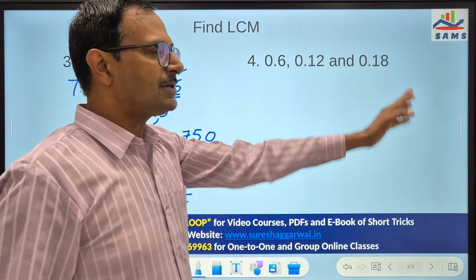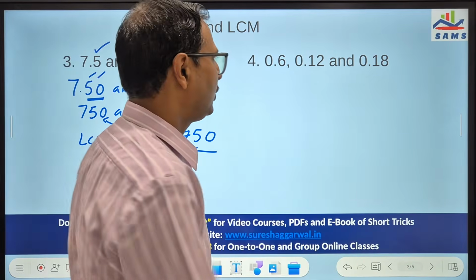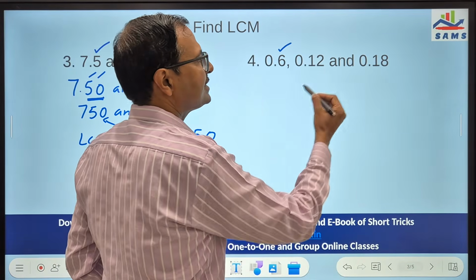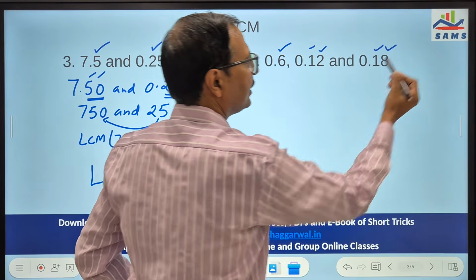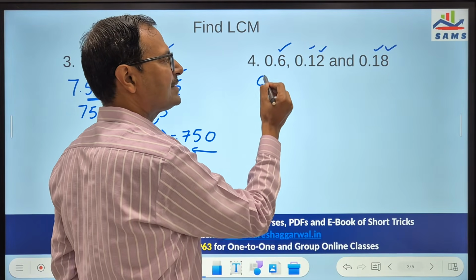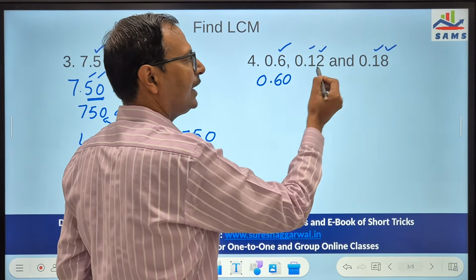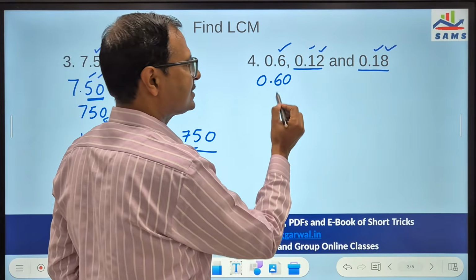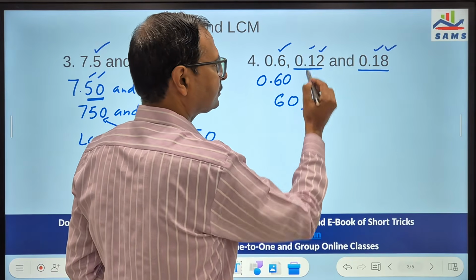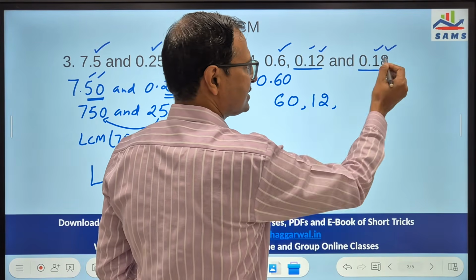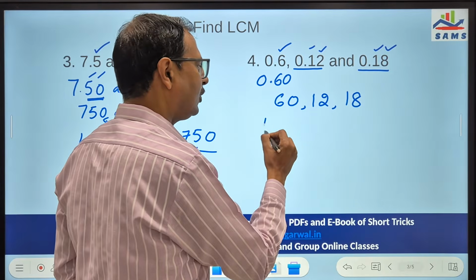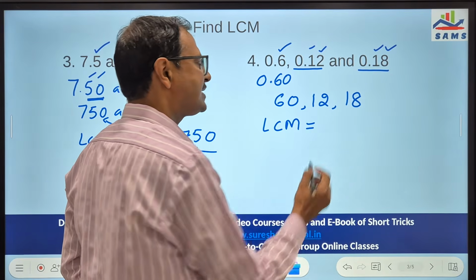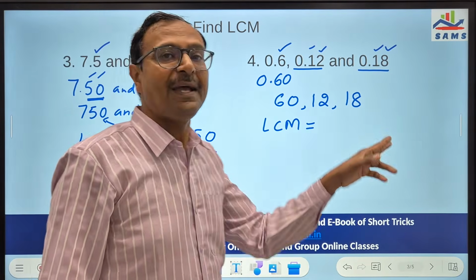If there are three numbers, the method doesn't change. You can see one digit after decimal, 2 here and 2 here. So let's convert this to two decimal places, 0.60, and then these two remain the same. Now forget the decimal, 060 is 60, this is 12 and this is 18. Now I have to first find the LCM of 12, 60 and 18.